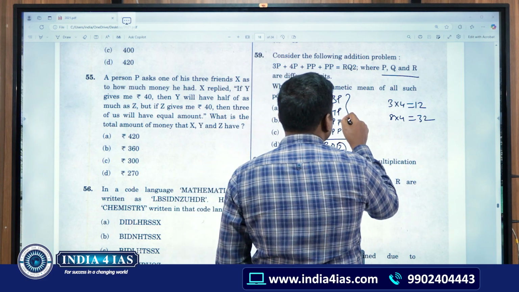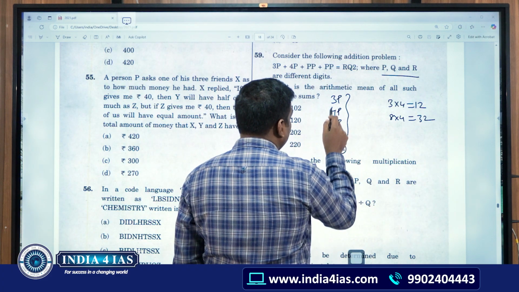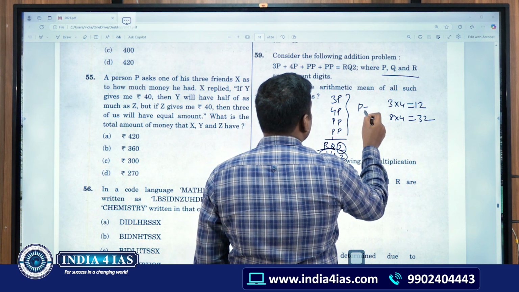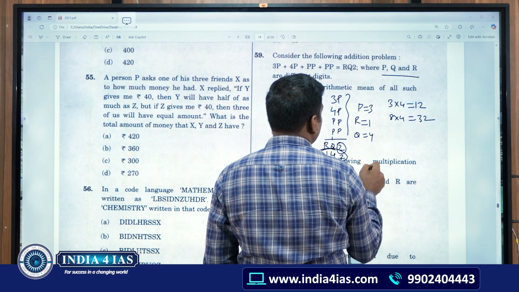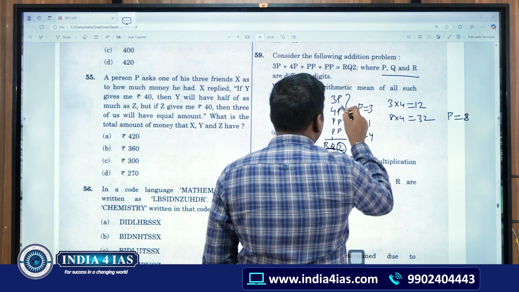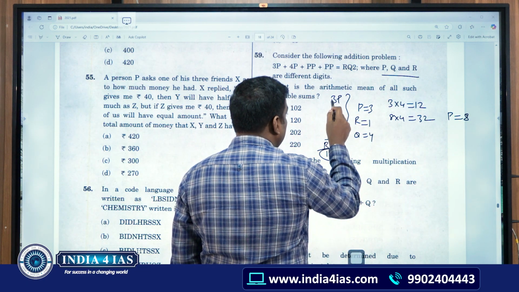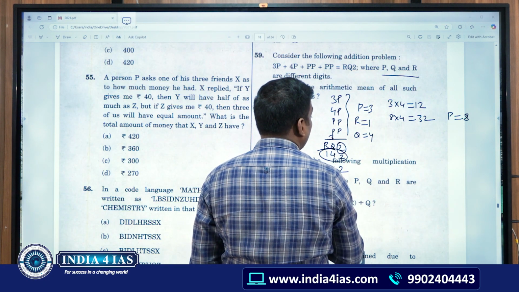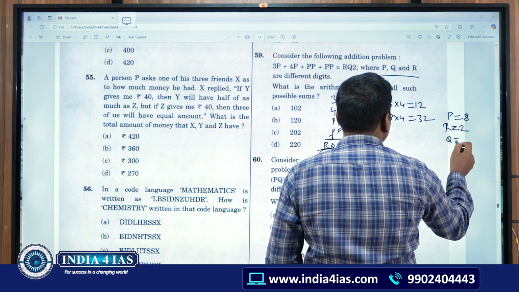If I put this as 3, so this will be 12. So 3 plus 3, 6 plus 1, 7, 7 plus, so this will be 142. So P is equal to 3 and R is equal to 1, Q is equal to 4. This is one proposition. Then if P is equal to 8, 8 4s are 32, then 8 plus 8, 16, 16 plus 3 is 19, 19 plus 7 is 26. So answer would be 262. In that case, R is equal to 2 and Q is equal to 6.